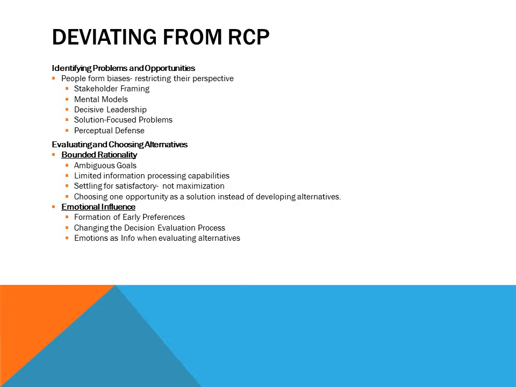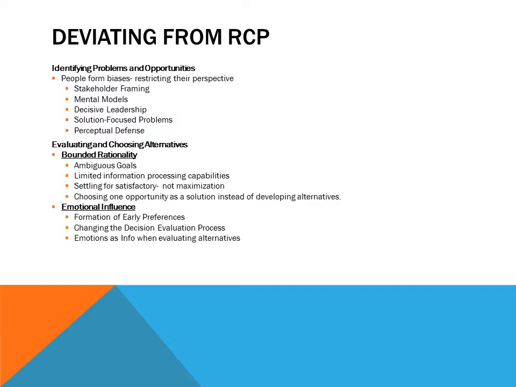Bounded rationality is typically a result of having ambiguous goals, limited information processing capabilities, and settling for satisfactory, not maximization as the RCP assumes that we do. We end up choosing one opportunity as a solution instead of developing alternatives. So you find one solution, and that's the only one that will do. That's just kind of how human nature works. It's not in our nature to find a solution and then step back and be like, well, wait, what could we do differently and potentially do better?